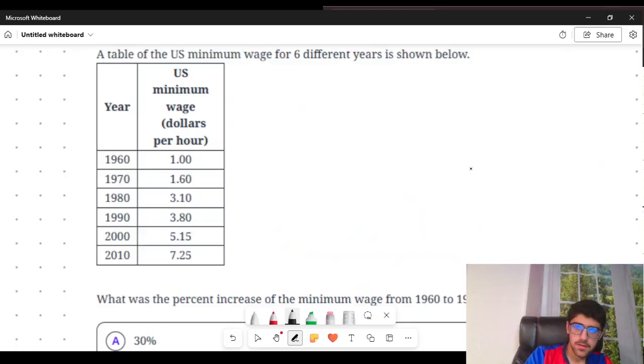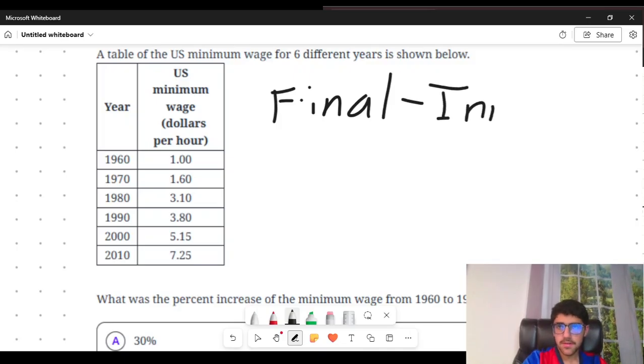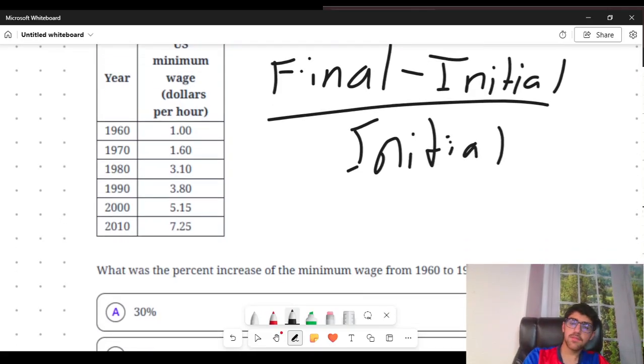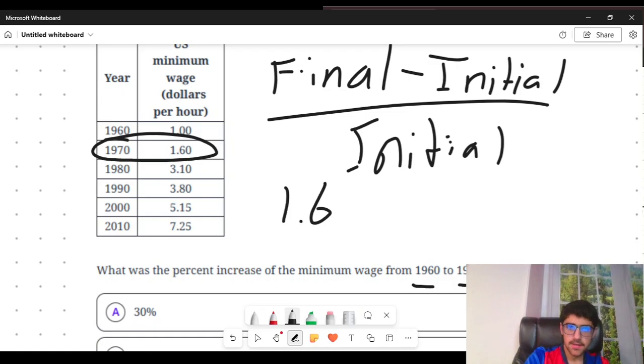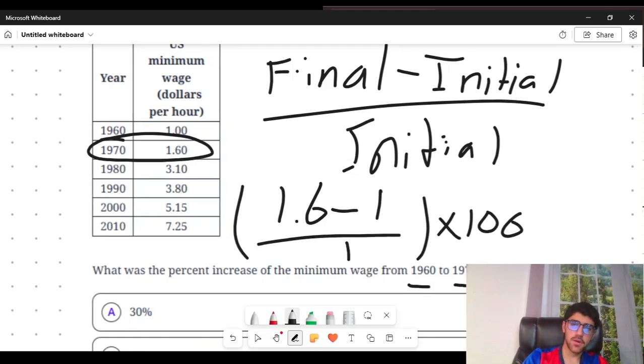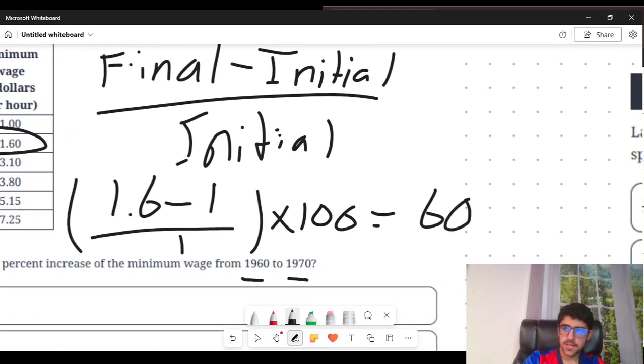So final minus initial over initial. What it tells us is from 1960 to 1970. So we start with the closest one to the future basically, or the one that happened after. So 1970 happened after, it's the final basically. So you get 1.6 minus 1, the initial value, divided by 1, and then all that is times 100. So 1.6 minus 1 is 0.6 over 1, so you get 60%.